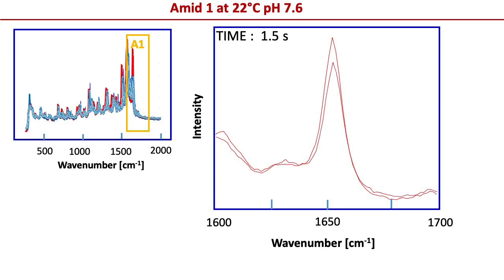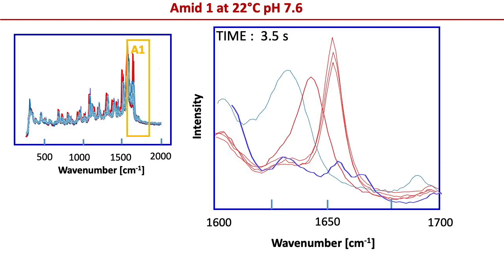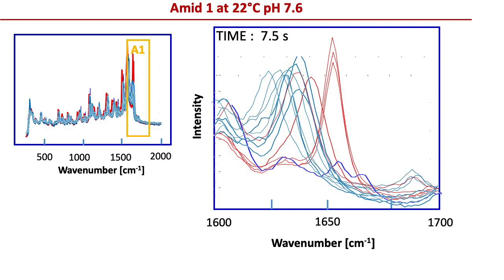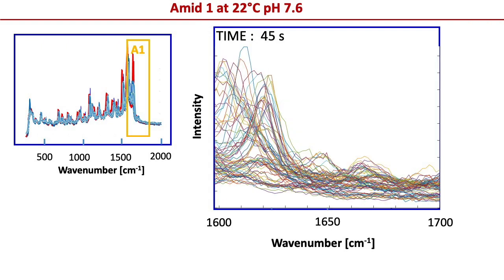The zoom on the amide 1 clearly shows that the conformation fluctuates. Fluctuation is more visible as a Raman shift than as a variation in the Raman intensity. These frequency shifts are responsible for the broadening of the Raman band. See here the superposition of 90 spectra.